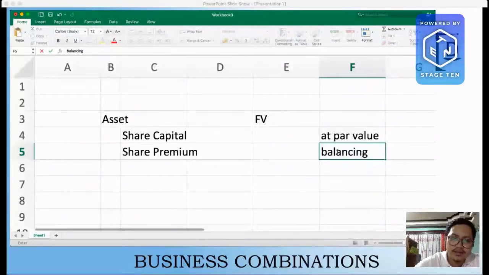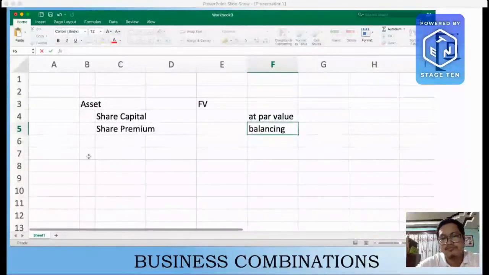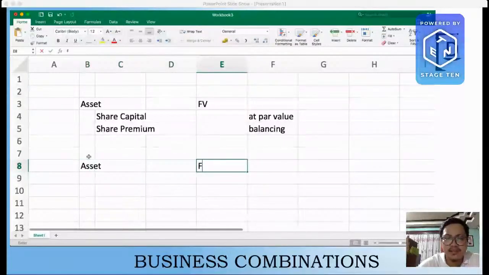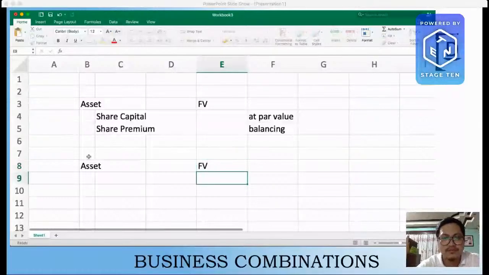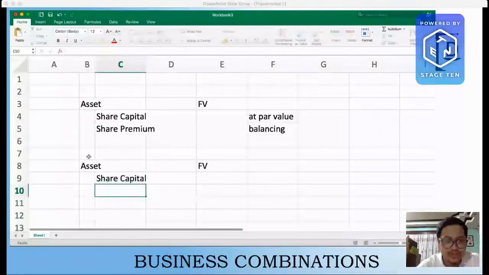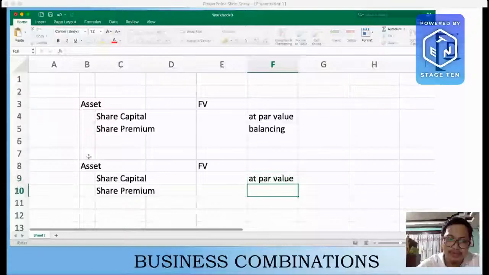But when we are now dealing with a business combination, assuming no liabilities, you would still debit the asset and the asset would still be recognized at fair value. And if shares are issued to acquire the assets of the acquiree, of course, you will credit share capital and you would also credit share premium. But in a business combination, it goes without saying that the credit to share capital would be at par value.